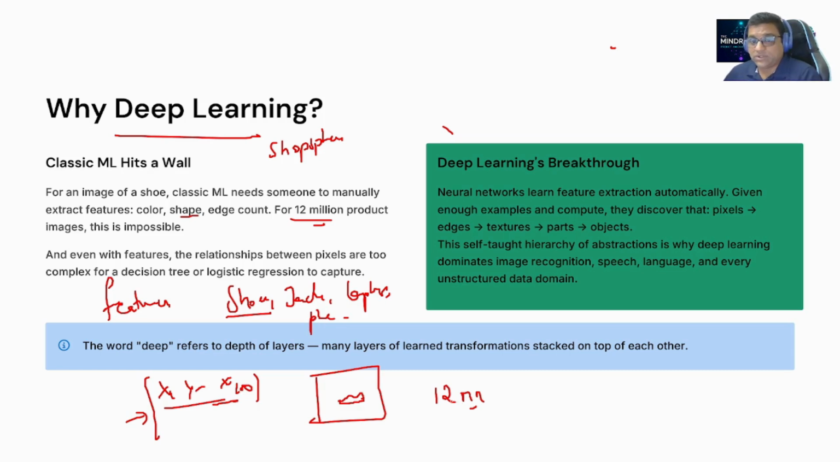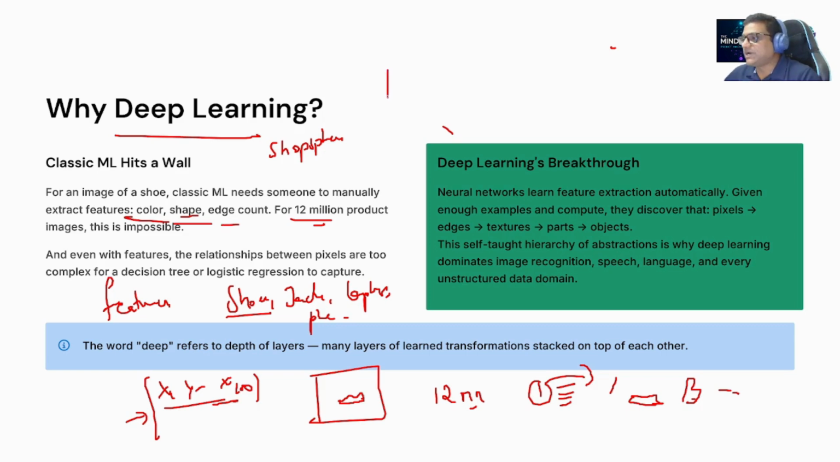Even if you could, every shoe looks different: different colors, different angles, different lighting, different backgrounds. The rules quickly break. You can set a rule for one shoe, but what about different colors, different angles? A shoe may be striped, or maybe in this direction. So the rules quickly break. This is where deep learning changed everything. Instead of a human telling the computer what features matter, the computer learns those features automatically.